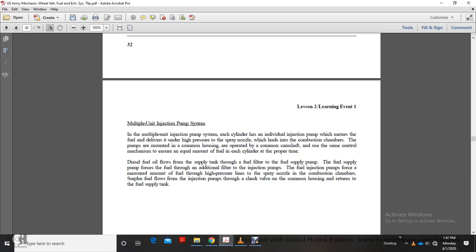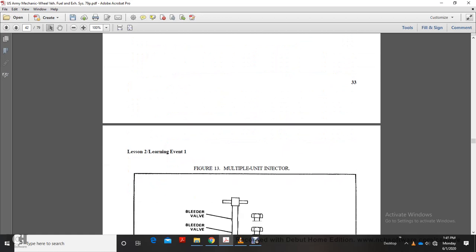Diesel fuel oil flows from the supply tank through the fuel filter to the fuel supply pump. The fuel supply pump forces the fuel through an additional filter to the injection pump. The injection pump forces a measured amount of fuel through the high pressure line to the spray nozzle in the combustion chamber. Surplus fuel flows through the injection pump. The check valve of the common housing returns it to the fuel supply tank.